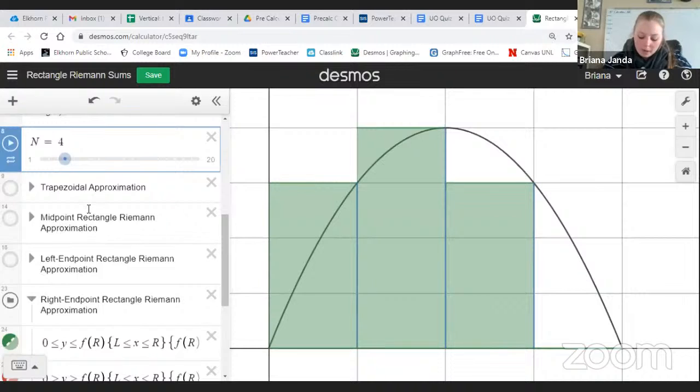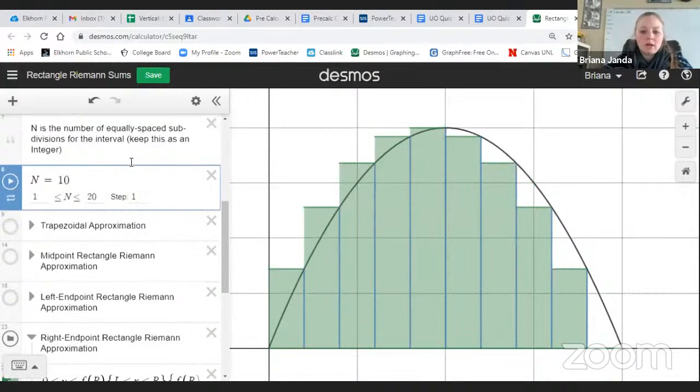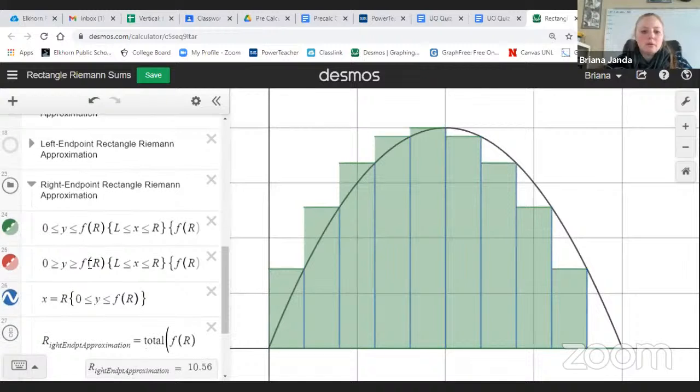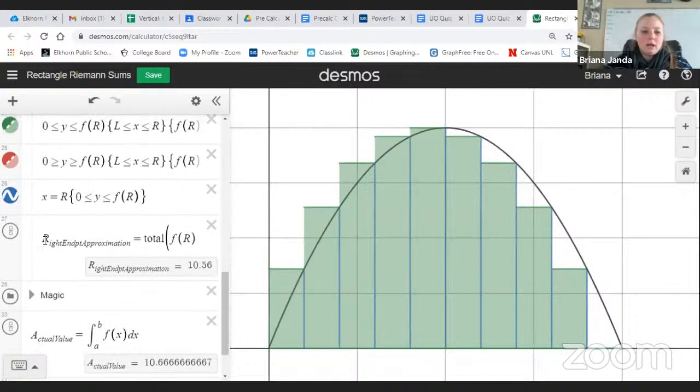Now, on part C of the question, I asked you to do this using the Desmos calculator and to do this same picture, but instead of 4 rectangles, I want you to do 10 rectangles. And what you'll see here is if we use the right endpoint formula, if I scroll down a little bit, it says right endpoint approximation. It's totaled up those 10 rectangles for me instead of me having to do it by hand. And it told me that it was 10.56. And so with n equals 10, we get an area of 10.56.